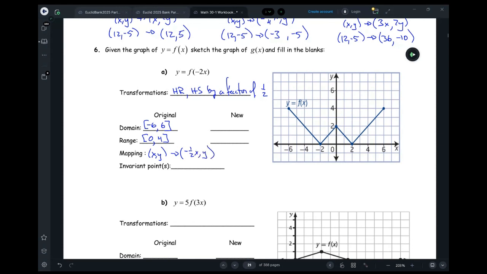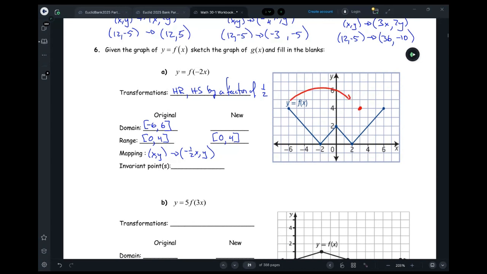And actually, that's an indication to me right away that my new range is going to be still from 0 to 4. Nothing's going to change there. But now when I take a look at my graph, and I'll switch colors here, I'm going to go left to right. So the point (-6, 4) is going to become, well, what's -6 times -1/2? Positive 3. So it's going to become the point (3, 4).